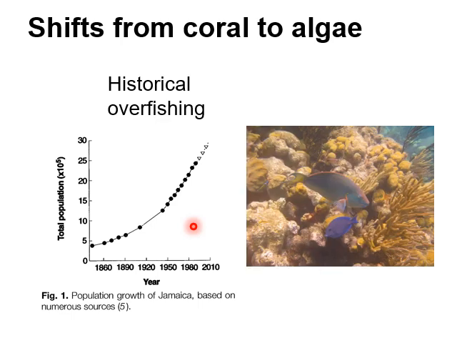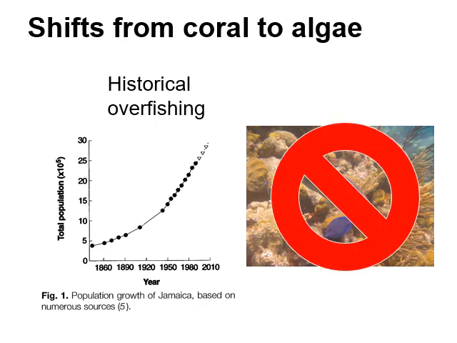And what a lot of Jamaicans eat is food from the sea. Over time, a lot of the big predatory fish were fished out of the Jamaican waters, so they started eating herbivorous fishes. They started eating parrotfishes and surgeon fishes. As a result, those things are now gone, right? So we don't have those herbivorous fishes anymore. So that's one part of the story.